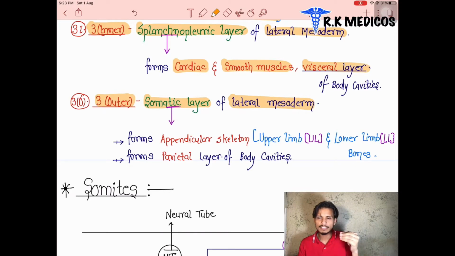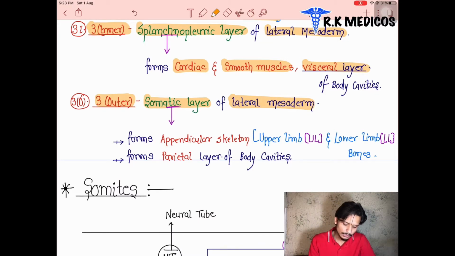What cavities did we discuss? Pleural, pericardial, and peritoneal. All these cavities have a visceral layer. The innermost layer is formed by the splanchnopleuric layer of mesoderm, and it also forms the cardiac muscle and smooth muscle. So questions are coming: the smooth muscle is formed by which mesoderm? It is the splanchnopleuric layer of lateral mesoderm.